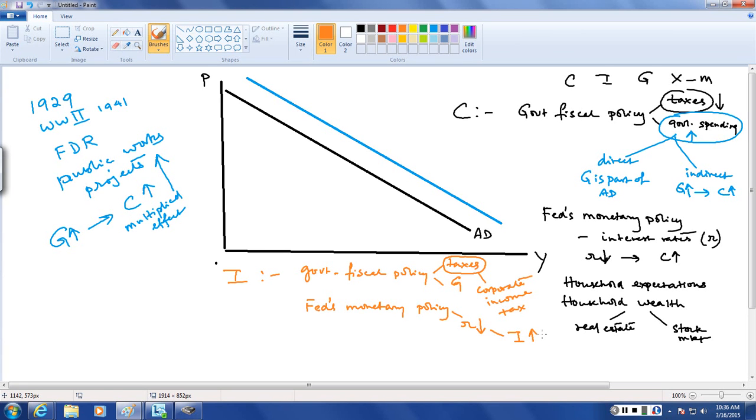And another influence, a third influence on investment spending would be business expectations about the future. In other words, business optimism versus pessimism. If businesses are optimistic about the future, that's when they are more likely to go buying new machines, building new factories. On the other hand, if they are pessimistic about the future, they'll be less likely to do this. Right, so here are the influences on I. So we've dealt with C, we've dealt with I. I'm going to leave G for the end, and now I'm going to talk about X minus M.